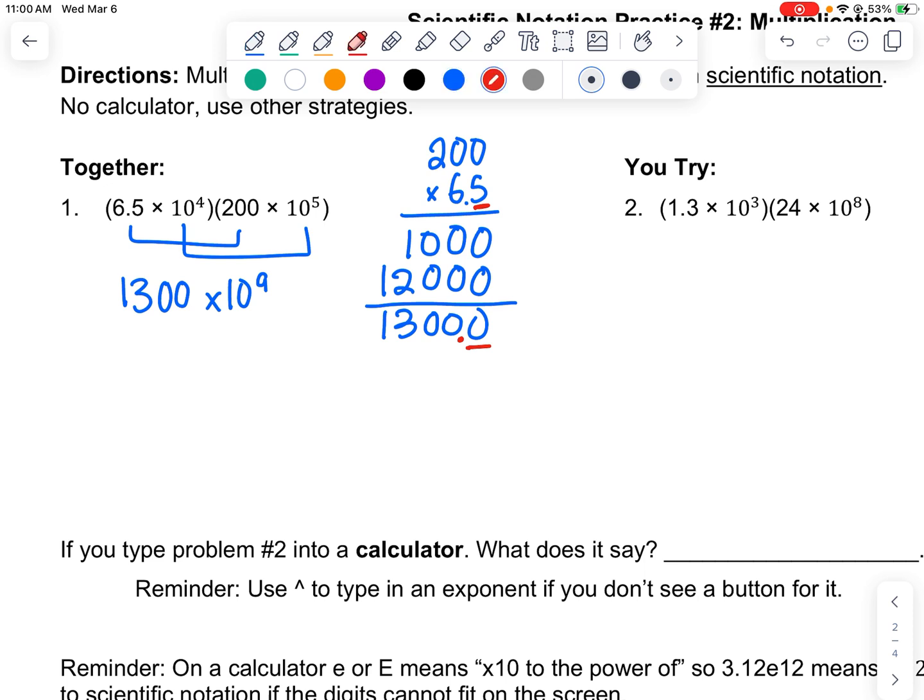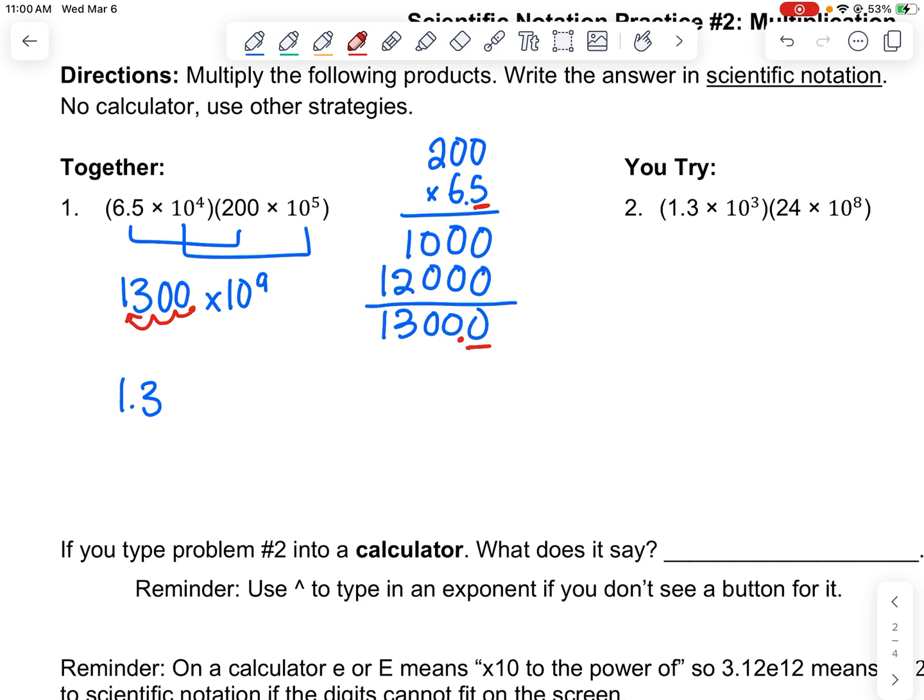We check to see if we're done, and we're not because we know that we need this to actually say 1.3. We can't have more than one digit to the left of a decimal point in scientific notation, and we already have our decimal point implied right here. So I'll move this 3 places smaller, and therefore I need 3 more powers of 10. So my final answer is 1.3 times 10 to the 12th.